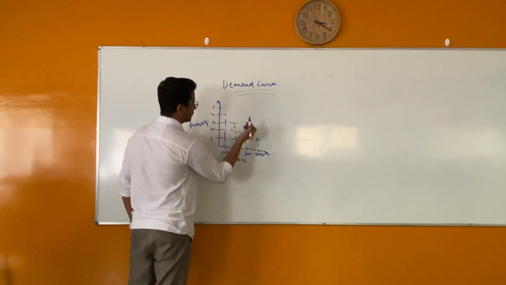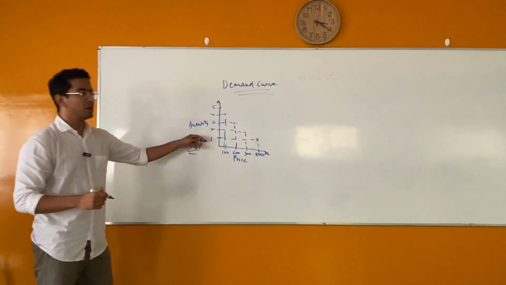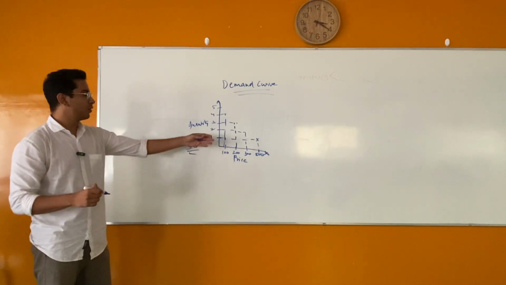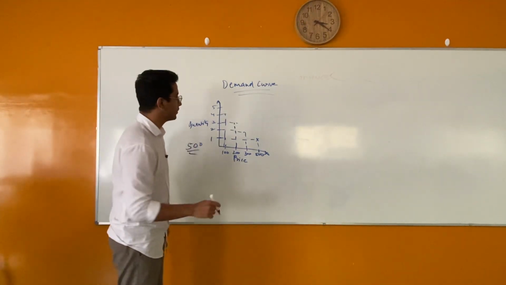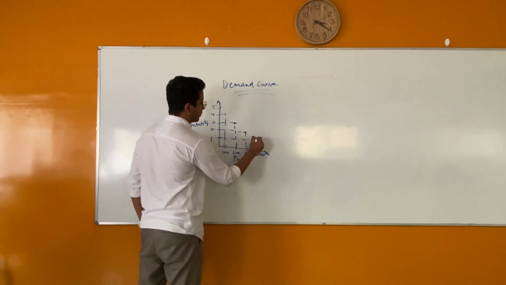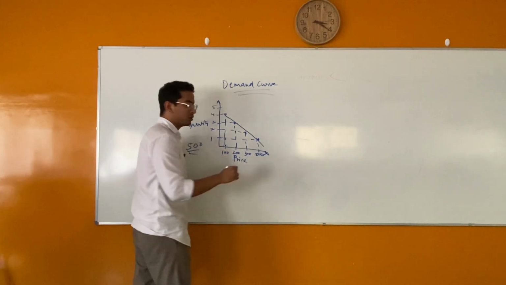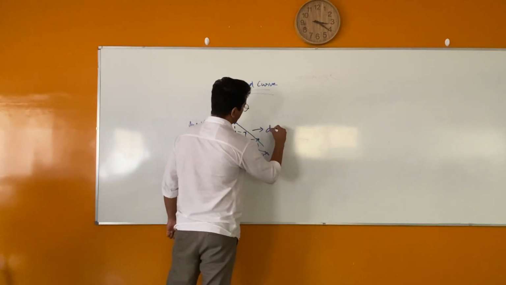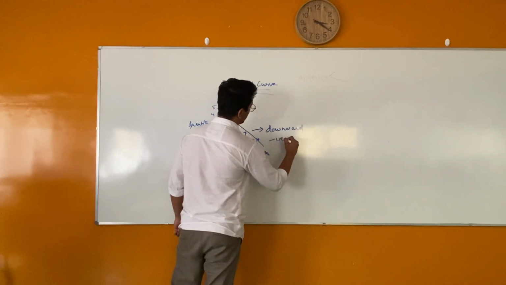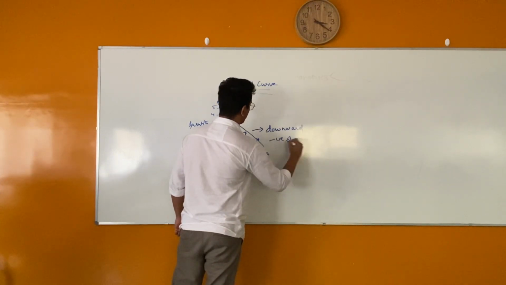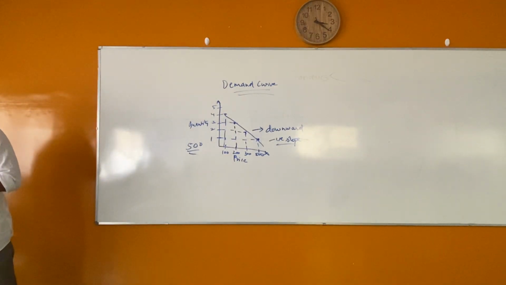Because I am spending the same amount. I had 500 with me. Either I buy one item of 500 or buy 4 items of 100 rupees. I have 500 rupees only with me. So what is this slope? Downward. Negative slope. This is the demand curve.